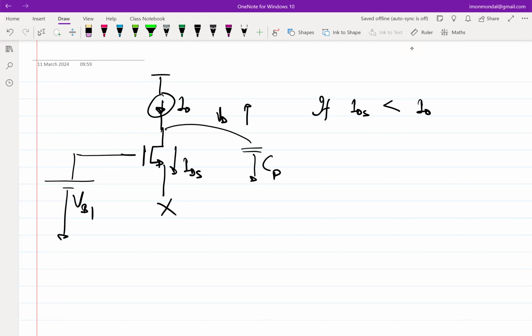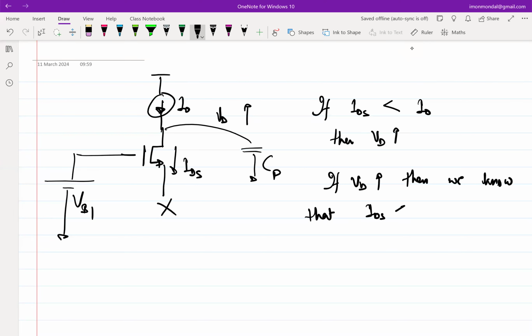So I am flipping the argument on its head. I'm saying if IDS is less than I naught, then VD increases, right? If I flip the argument on its head and say that if VD increases, then we know that IDS is less than I naught, right? Same argument expressed in a different language. Okay, so we know what is happening. We need to correct it.